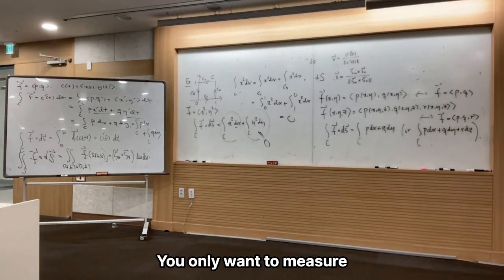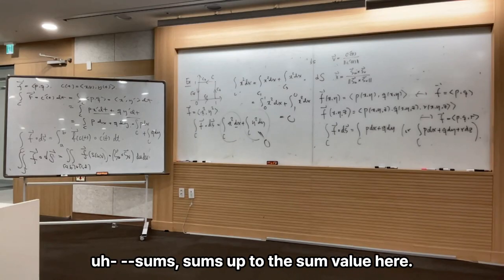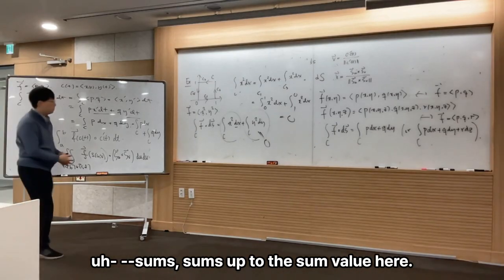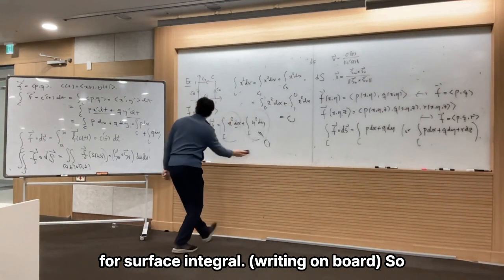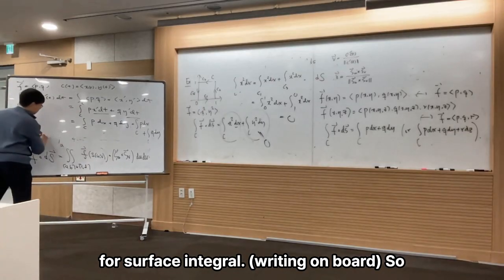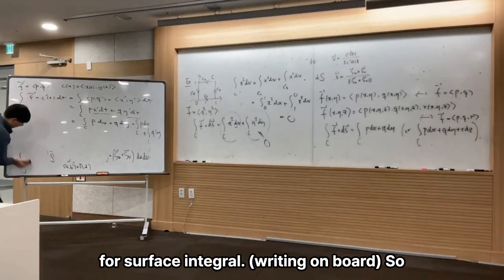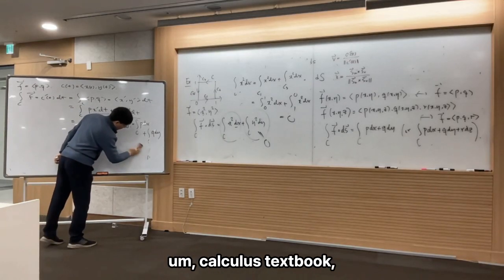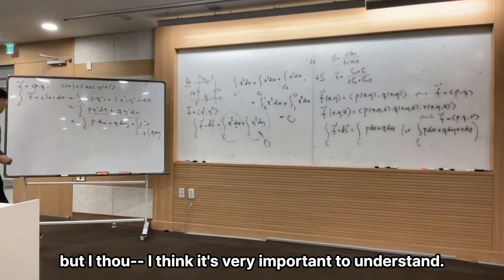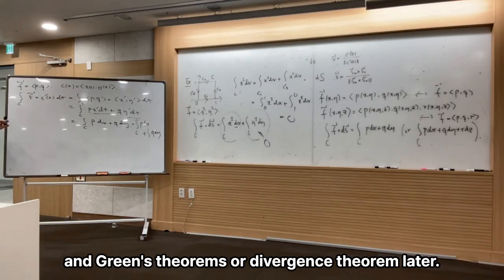So that's one way you can think about your line integral from a different perspective. You only want to measure the changes of your x-coordinate and y-coordinate and see how it sums up to some value here. So again, let me introduce another notation for surface integral. This is not really a common notation that you might find in any other calculus textbook, but I think it's very important to understand later the Stokes theorem, Green's theorem, or divergence theorem.